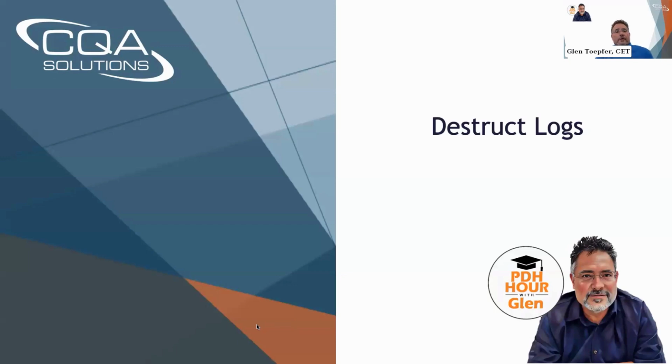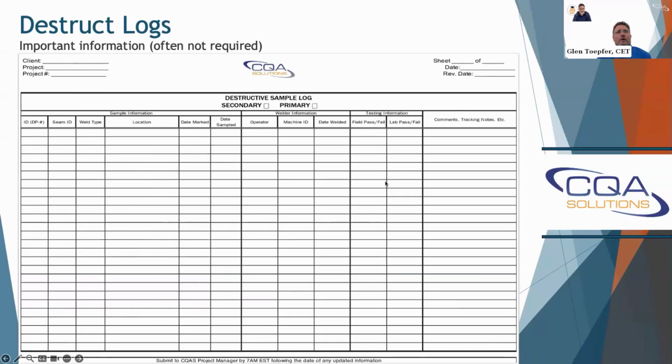So a couple quick things about destruct logs here. I gave a sample one here. A lot of the information we collect, we do it by different layers, secondary and primary, but we get your sample, seam ID, your weld type, whether the location's critical, and your welder information. And then, like I said, I like to have your date sampled marked. A lot of times we'll have a column for date shipped as well, but sometimes our clients don't want that, so we'll write it in the notes or write it in a different log.